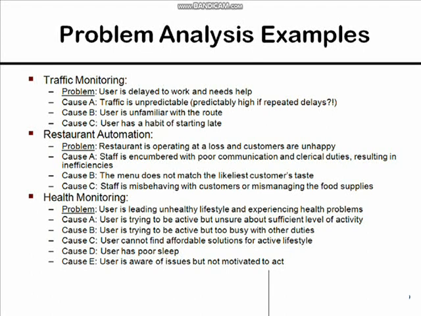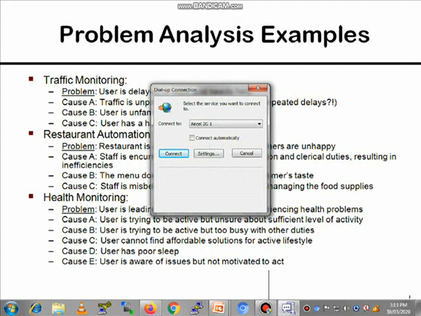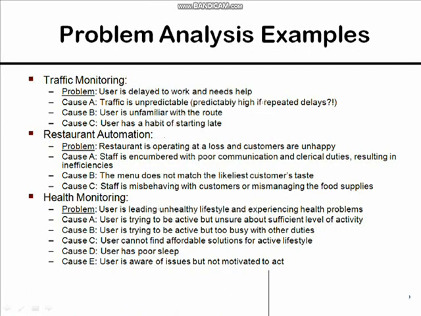Next example is restaurant automation. The problem: the restaurant is operating at a loss and customers are unhappy. Cause A: staff is encumbered with poor communication and clerical duties. Cause B: the menu does not match the customers' taste. C: staff is misbehaving with customers.